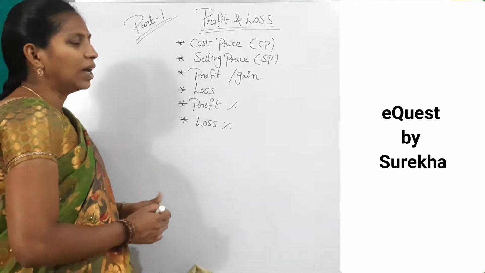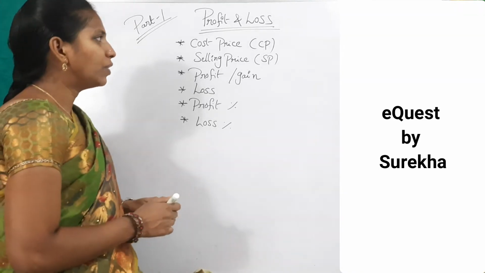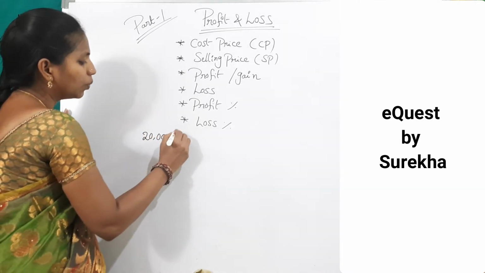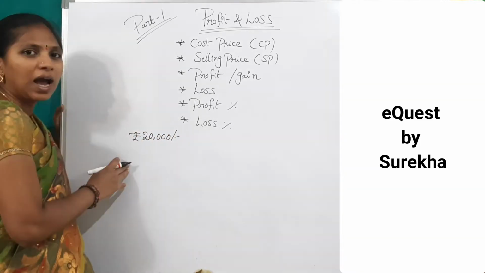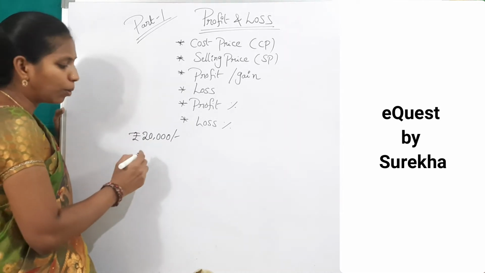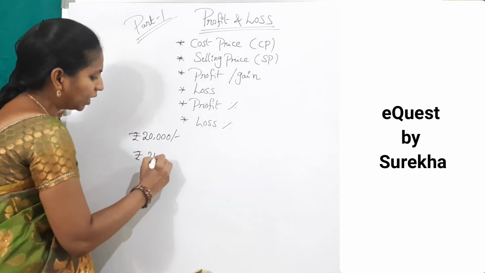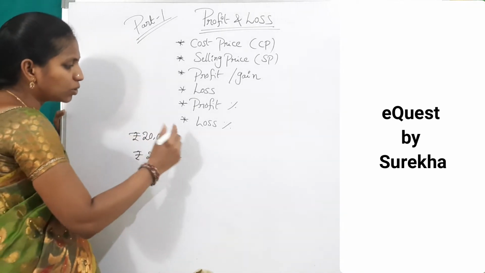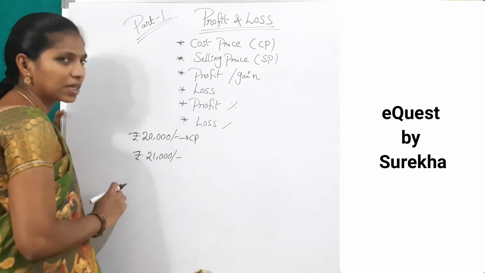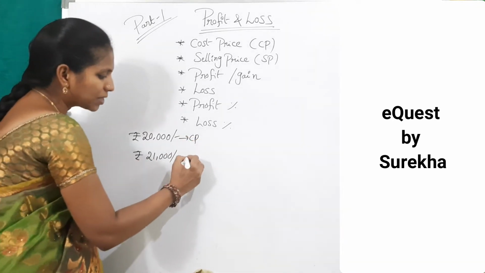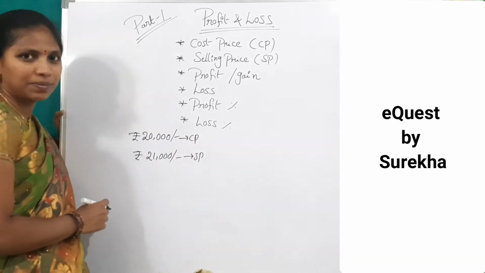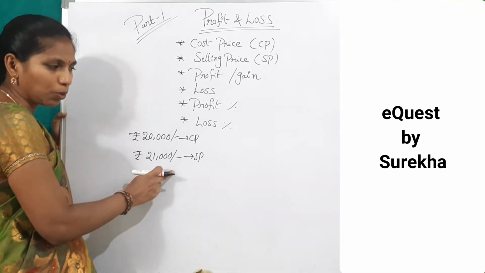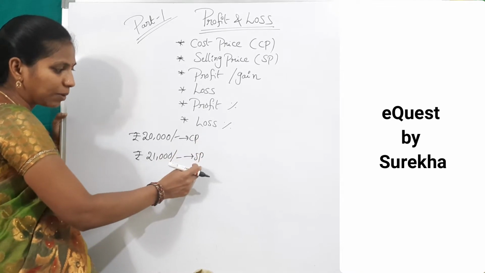Suppose I purchased a mobile phone for 20,000 rupees. After a few days, I sold that mobile for 21,000 rupees. Here, this 20,000 rupees is nothing but the cost price, and this 21,000 rupees is nothing but the selling price. Purchased for 20,000 rupees and sold for 21,000 rupees: cost price and selling price.